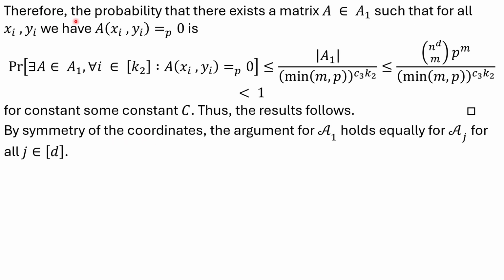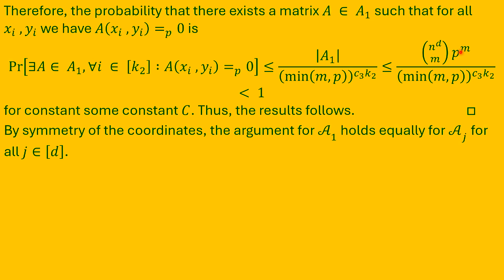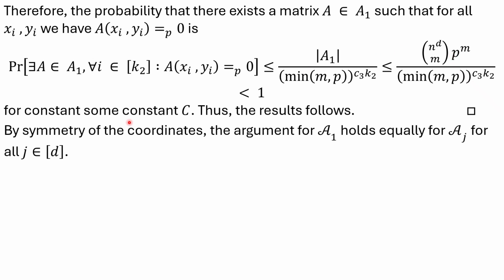Therefore, the probability that there exists a matrix A in A1 such that for all xiyi we have AXIYI is equal to 0 modulo P is, we go over the size of A1 divided by the possibility. In A1 we can choose up to m entries. Each one has p minus 1 possibilities, which has an upper bound p, for constant C. Thus, the result follows. By symmetry of the coordinates, the argument for A1 holds equally for AJ for all J in D.